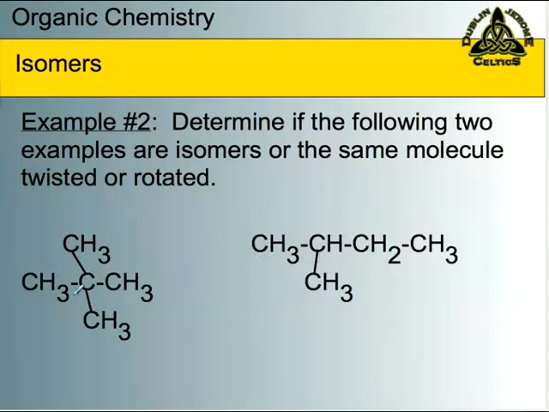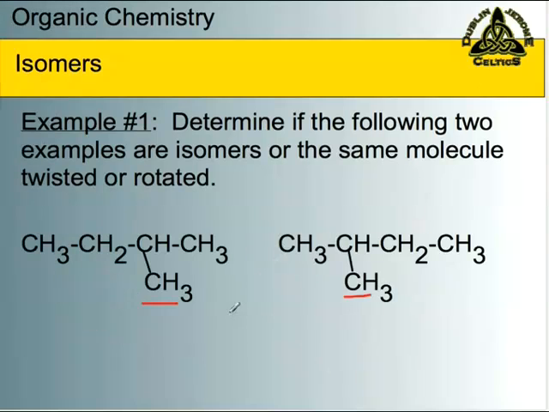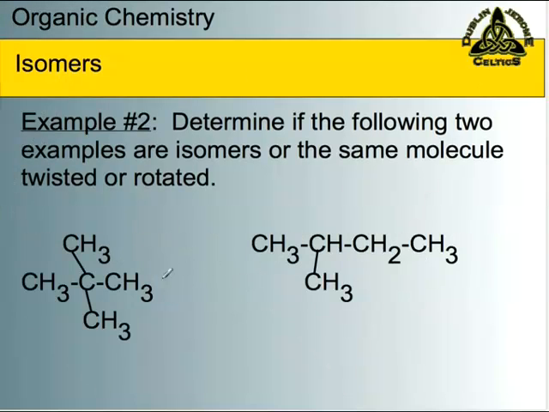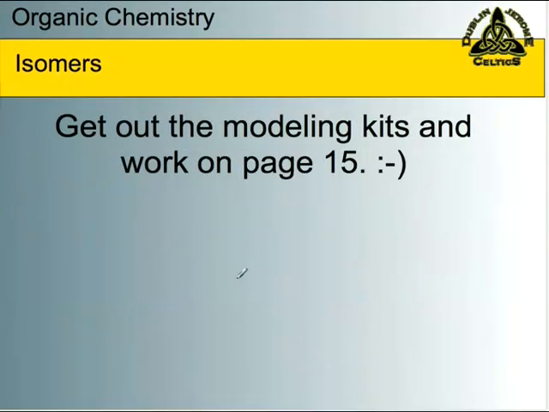If you notice, there are 2 different bondings going on here. This C is bonded to 4, this one's only bonded to 3 with the H right there. That is an example of an isomer, whereas in example 1, these are the same molecule. These 2 are different isomers of pentane. Simple and easy. You want to get out your modeling kits now and start working on page 15.